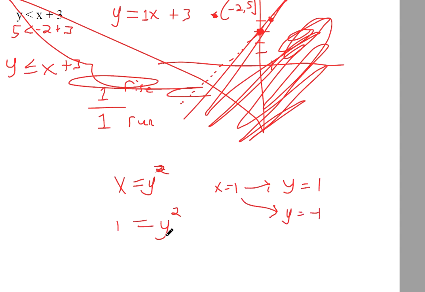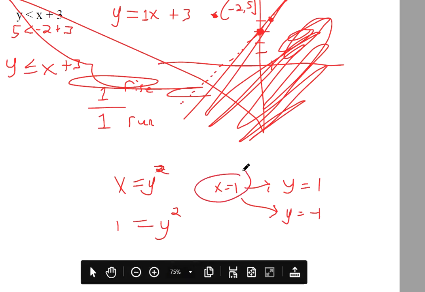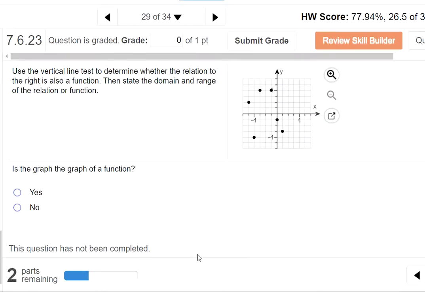Because -1 times itself, that's what squaring is. -1 times -1 makes +1. So there's two outputs for one input. That is not a function, okay? A function has to have one output for every input.